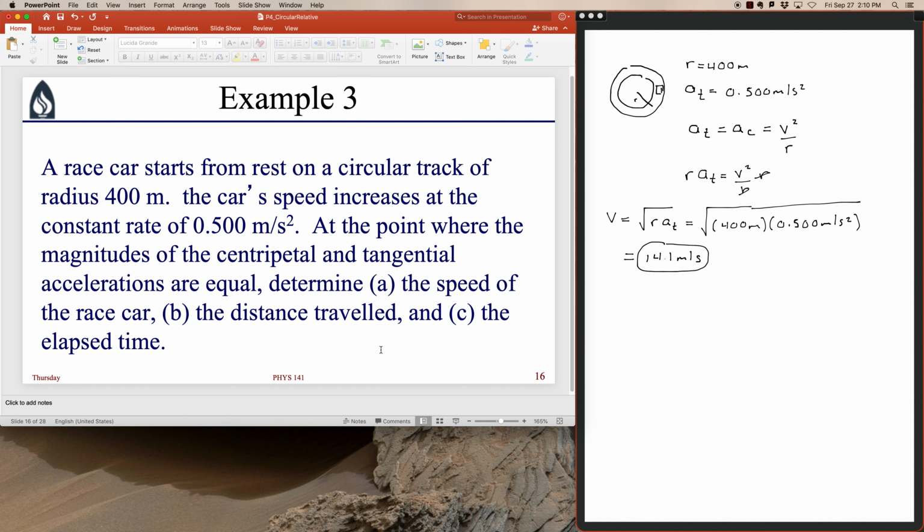So part B is asking, how far did the car travel, going from rest to 14.1 meters per second? This sounds to me like it might be a constant acceleration type problem. So I should write down a list of the things that I know. So what are my knowns?